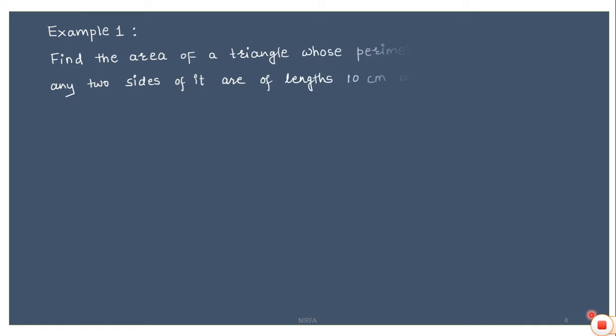Now let us start first example. Find the area of a triangle whose perimeter is 40 centimeter and any two sides of it are of lengths 10 centimeter and 14 centimeters. What you understand from this example? If you see carefully, perimeter is given, two sides out of three sides are also given, and they have asked to find the area of a triangle.